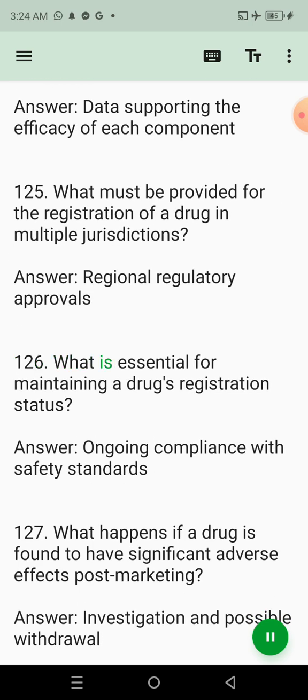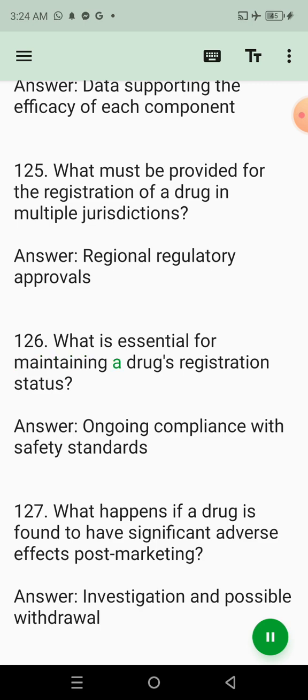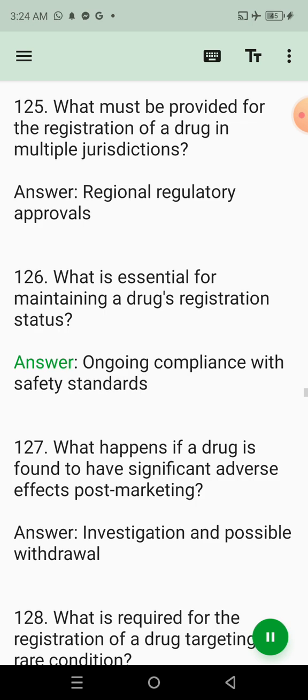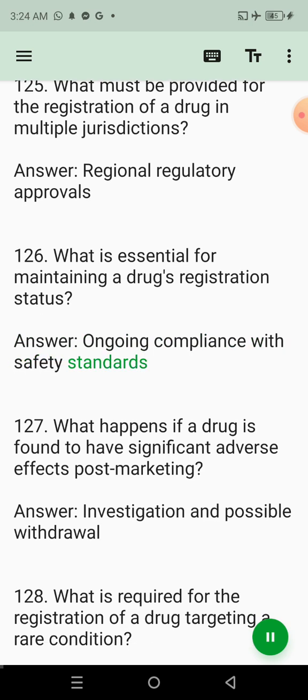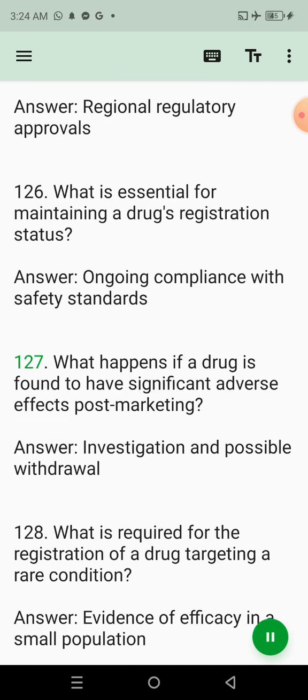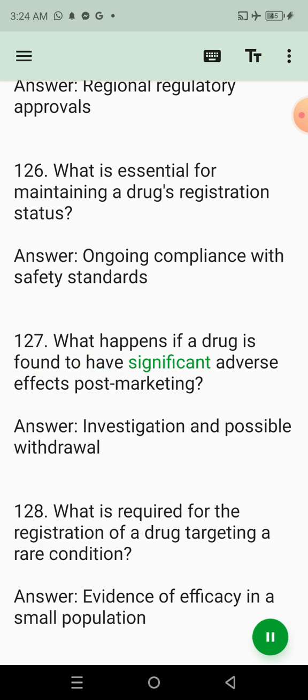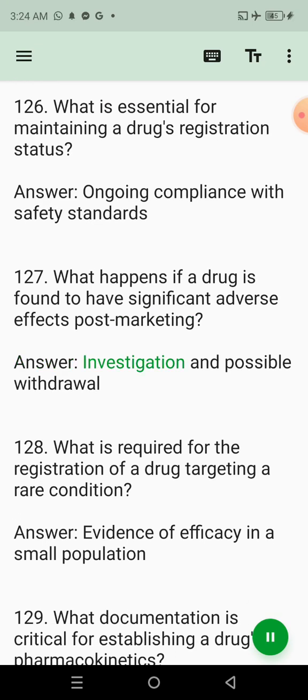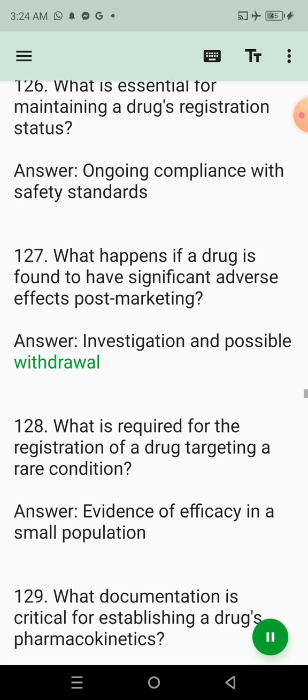126. What is essential for maintaining a drug's registration status? Answer: ongoing compliance with safety standards. 127. What happens if a drug is found to have significant adverse effects post-marketing? Answer: investigation and possible withdrawal.